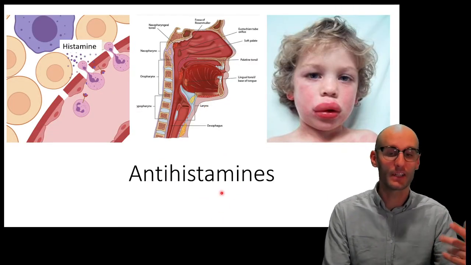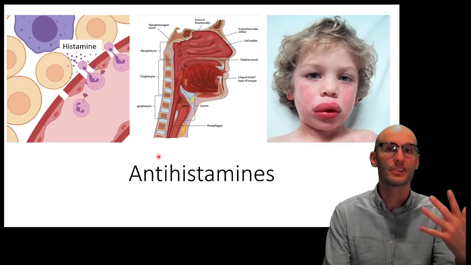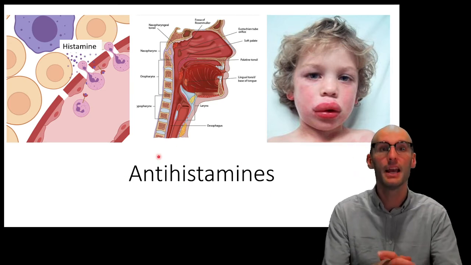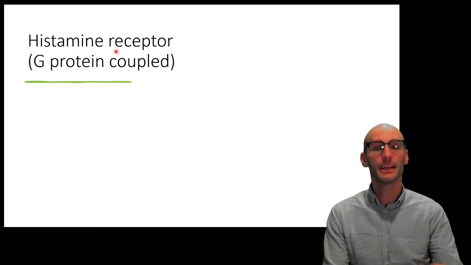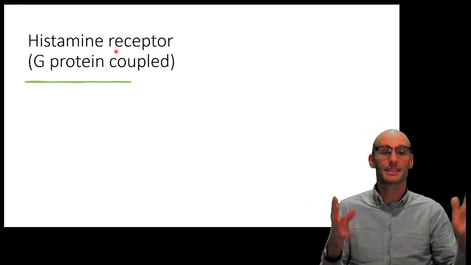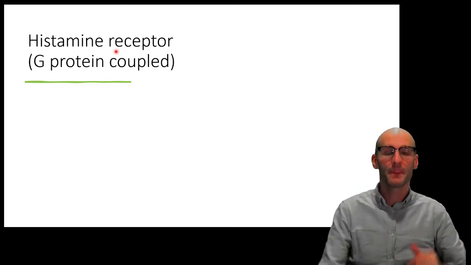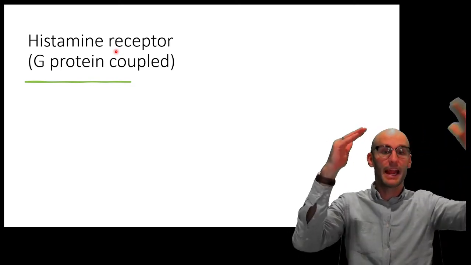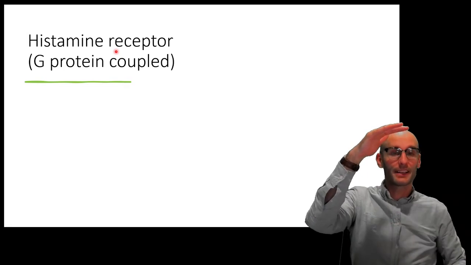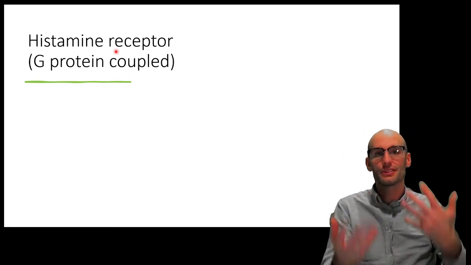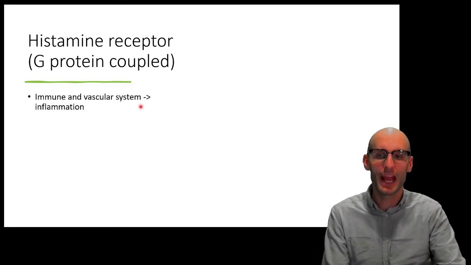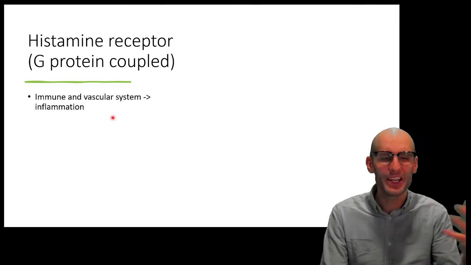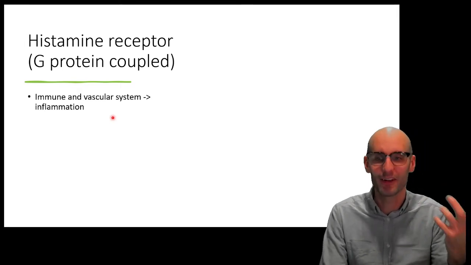So let's look at drug development in antihistamines. Remember, this is designed to block the histamine receptor, to block those vascular and immune responses to histamine, to prevent these kinds of allergic reactions from happening. Histamine is a G protein coupled receptor. It's a receptor on the cell's surface membrane. Histamine will bind to it and cause secondary signaling throughout the cell, causing genetic changes, cell proliferation, vascular changes, that kind of thing. So it causes immune and vascular system inflammation. That's what we know it for, right? Histamine causes that inflammatory response.